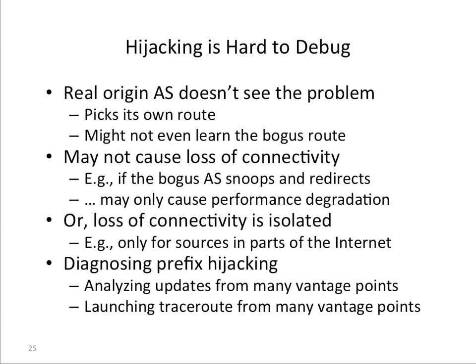So how do we diagnose prefix hijacking? First of all, we need to understand if it is happening. So how do we do that? You need to put observers at different parts of the internet and try to understand the routes to a given destination. Does that make sense?